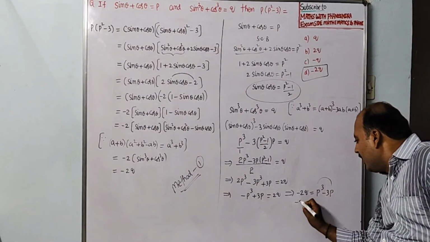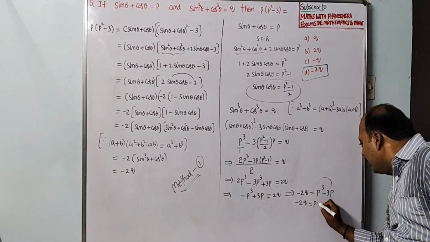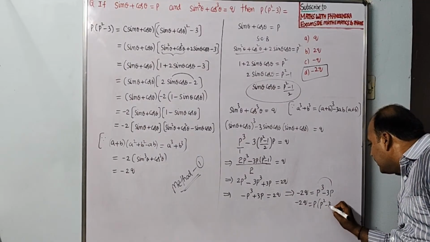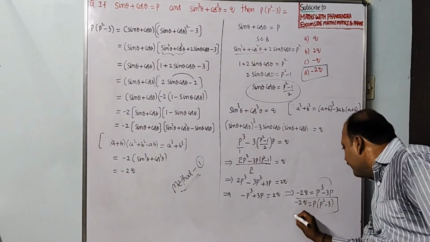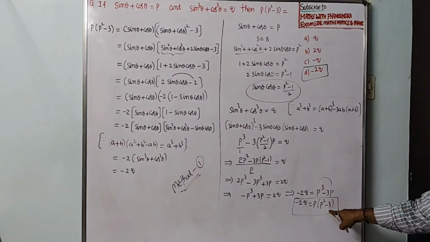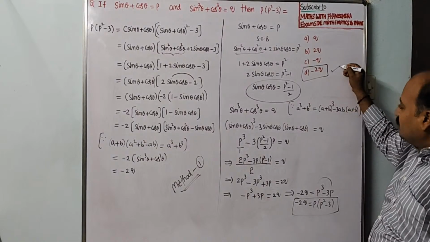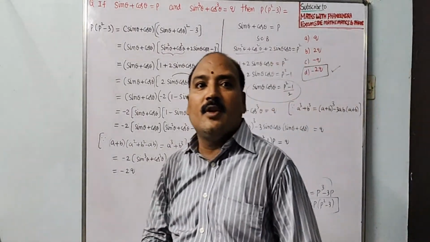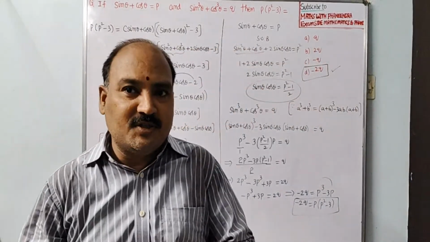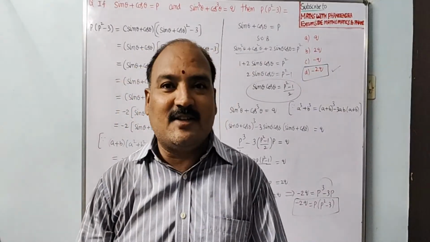From these two, minus 2q equal to p take common, p square minus 3. Is it the repeated question, dear students? So minus 2q equal to p times of p square minus 3. That value is equal to minus 2q. I hope you understand. The rest of the questions we'll discuss in the next class, dear students.